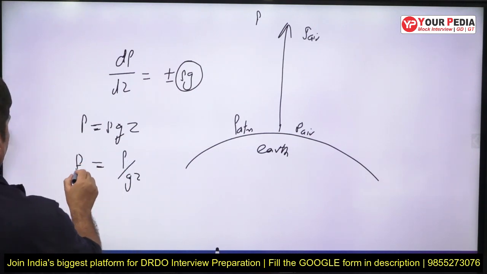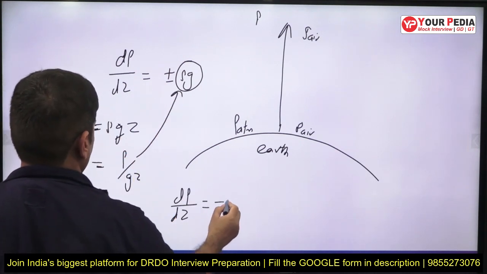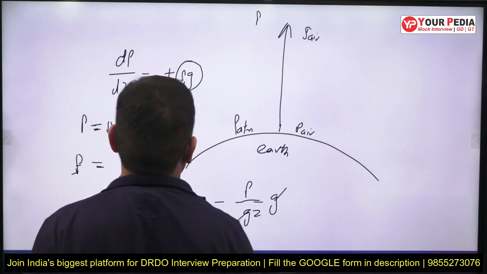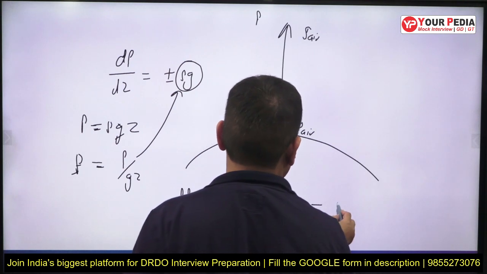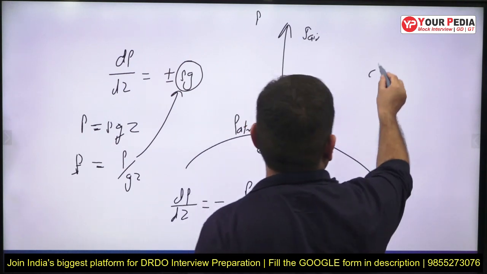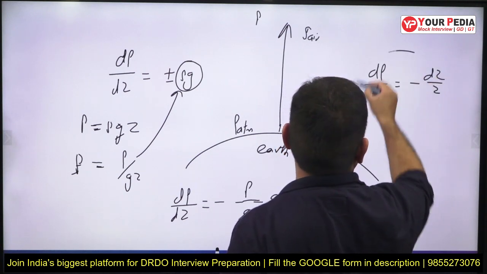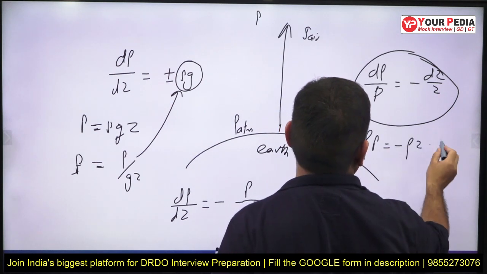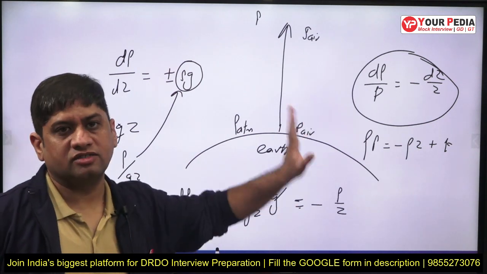If I put the value of rho here, it comes out to be dP by dz is equal to minus P by RT into g. It gets cancelled out, rho g is P by RT into g. So this comes out to be minus P by RT, so dP by P is equal to minus dz by RT. So some relation will come, log of P is equal to minus log of Z plus log of C, a constant, or something like that. From there you can further analyze this particular process.